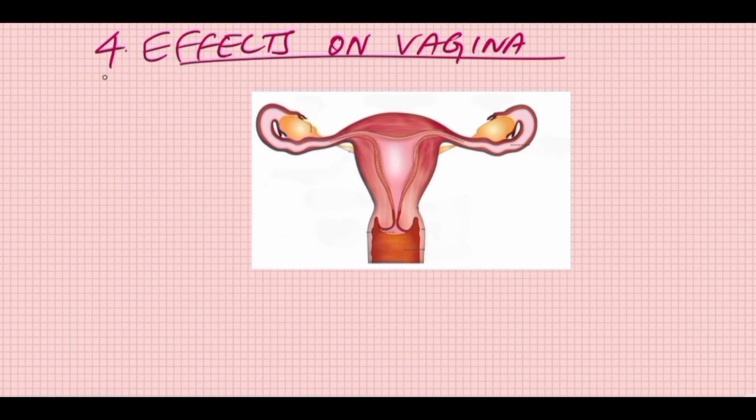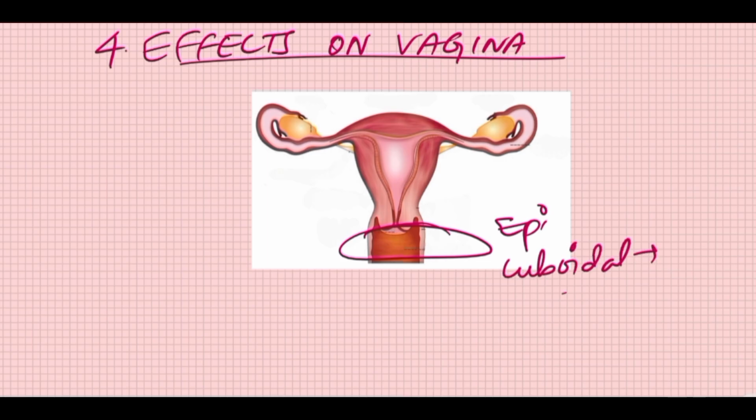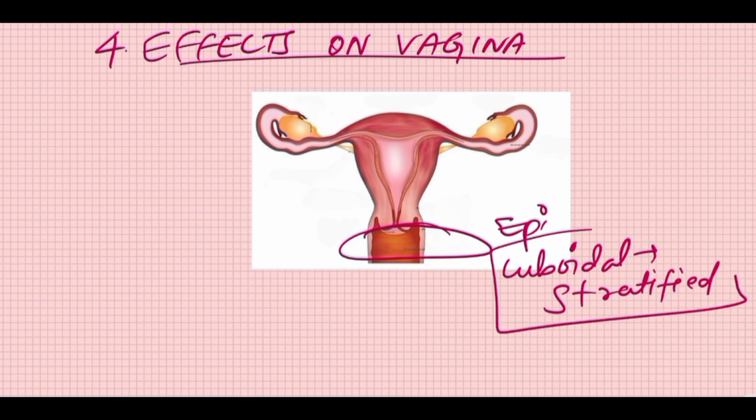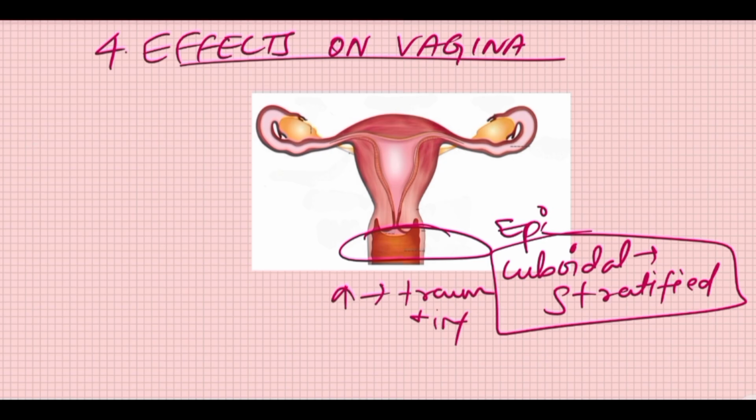Fourth one is the effects on vagina. The estrogen changes the vaginal epithelium from cuboidal to stratified type, increasing resistance to trauma and infection. Second, changes occur in the vaginal epithelium where the layers get proliferated.